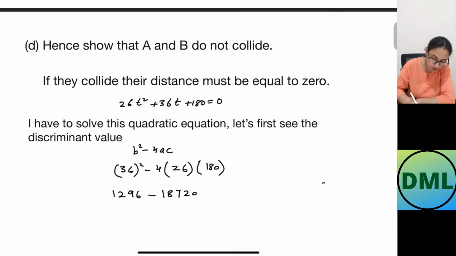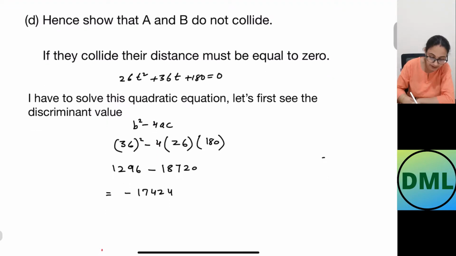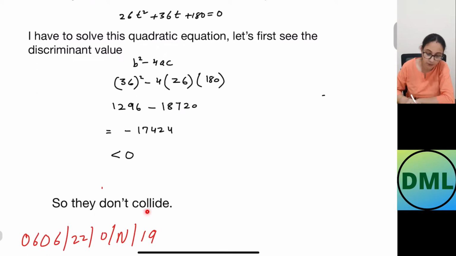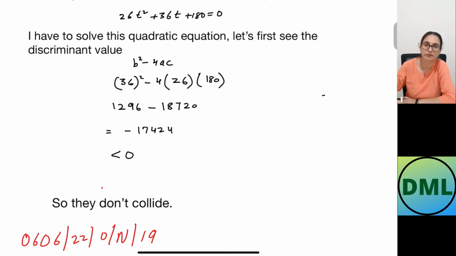18,720. So if you subtract that, your answer will be negative 17,424, which is less than 0. So if our discriminant is less than 0, that means you can't find a solution. That means they do not collide. Let's see one more example.